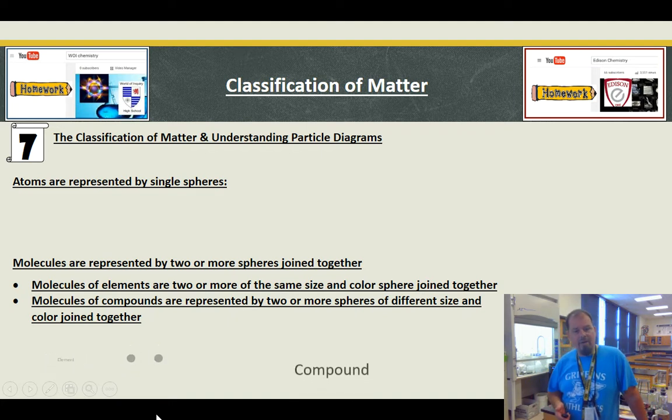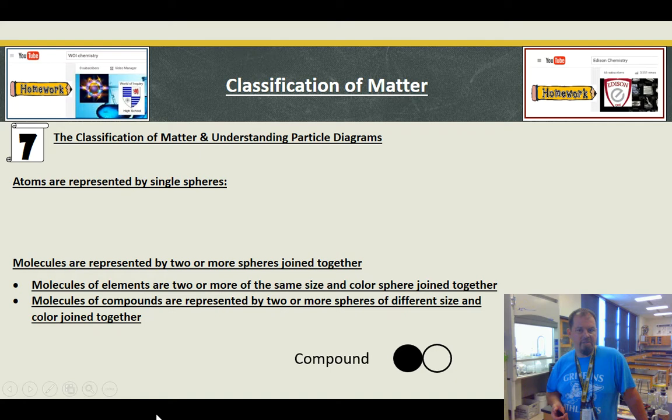All right. So a compound has got to be represented by 2 or more spheres of different size and color joined together, at least different color. So I didn't do different size in this compound because here's one element linked up to another element. So that's the definition of a compound, more than one element. And we learned in the vocab part that it can be chemically broken down. I can chemically, depending on what this compound is, break that black and the white one apart. Whereas the other one I can't chemically break it really apart.